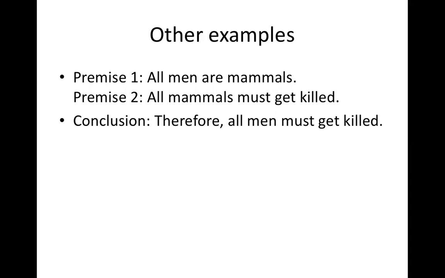But is the argument true? The argument is not true. It's not true that all men must get killed. So why is it not true? It is not true because there is false information somewhere. Where is the false information? All men are mammals, that is correct. All mammals must get killed, that's wrong. So the false information is in premise 2, and from premise 2, it got into the conclusion.